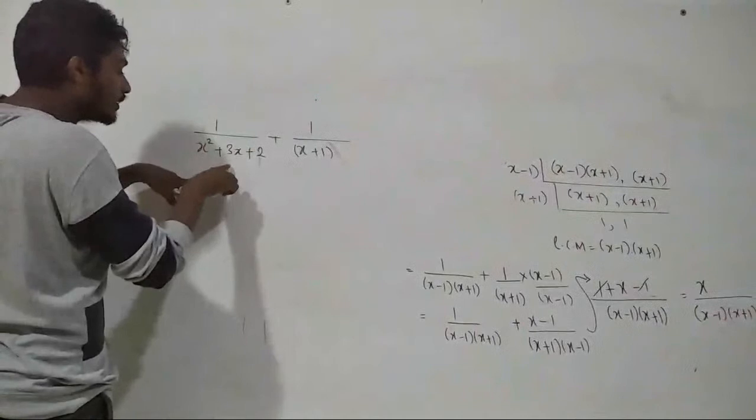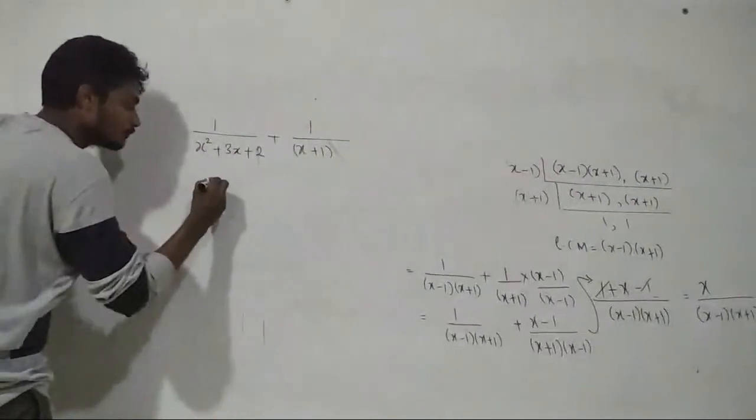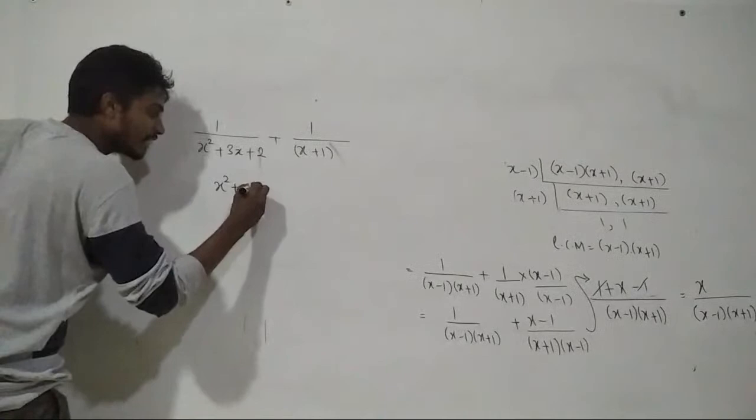So what is the denominator over here? It's x squared plus 3x plus 2.